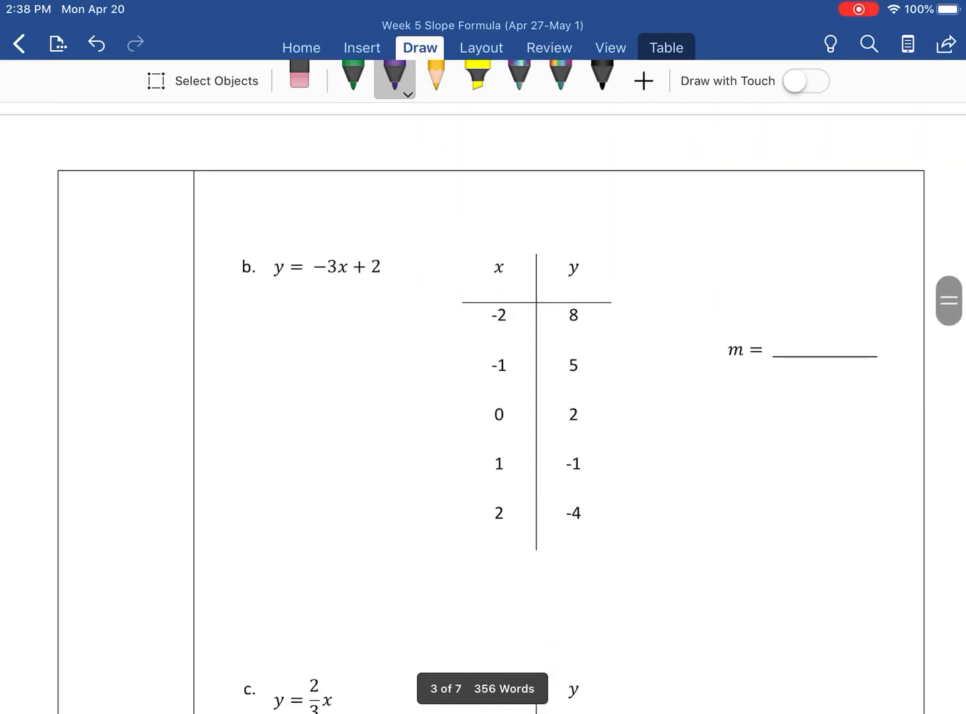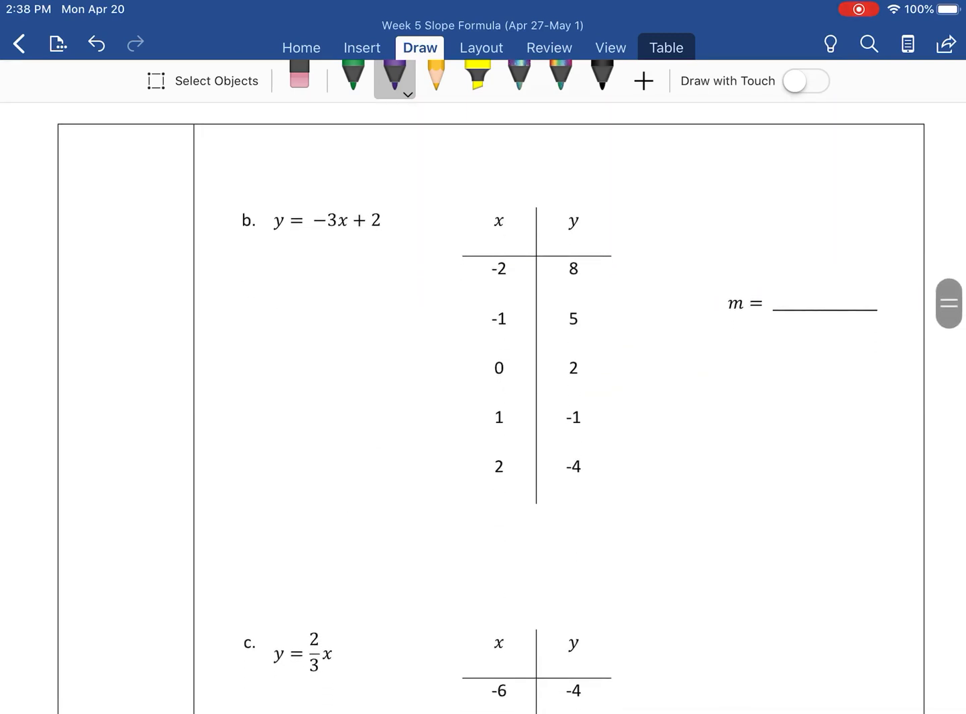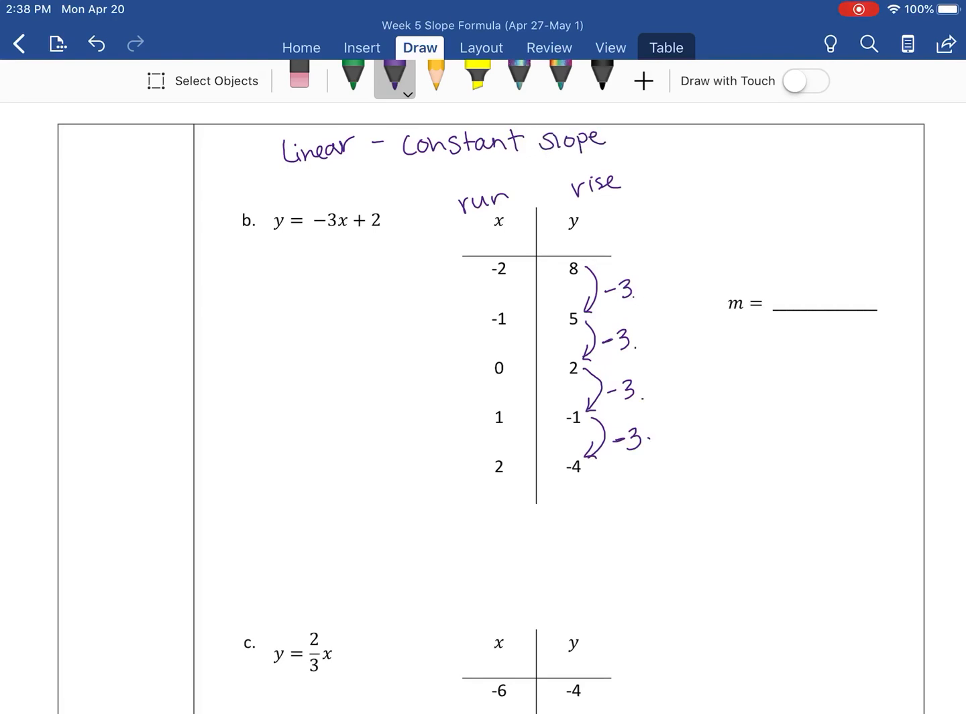We're going to try a couple more of these, so same type of thing. See if you can pause and figure out how far apart these are. So here's my rise, my change in y, and my run. Well, to get from 8 to 5, we'd have to subtract 3. From 5 to 2, we'd have to subtract 3. 2 minus 3 is -1, and -1 minus 3 is -4. Notice that since these are linear, that's why they have that constant slope, so that's why all of these are -3.